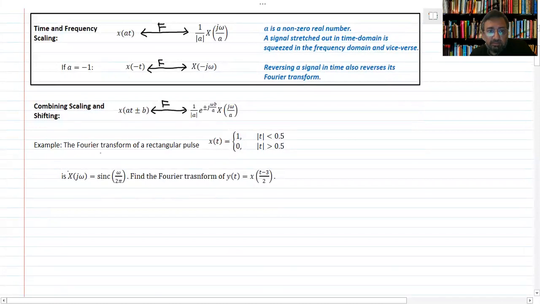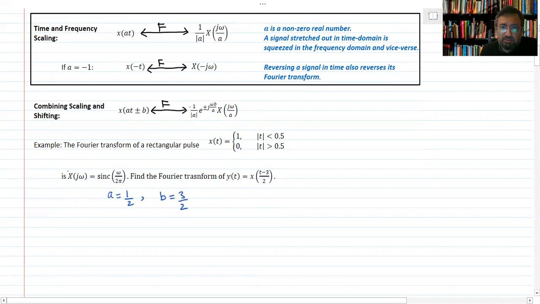Let us quickly do one example. Here, a rectangular pulse is given. The total width of the rectangular pulse is 1, and its Fourier transform capital X(jω) is a sinc function, sinc(ω/2π). And we are interested in finding the Fourier transform of y(t), which is a scaled and shifted rectangular pulse. We can very easily solve this problem simply by finding first the values of A and B, and here the value of A is 1 over 2 and the value of B is 3 over 2 with a negative sign.